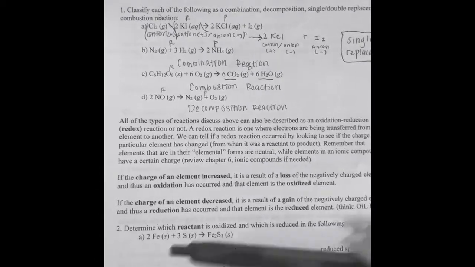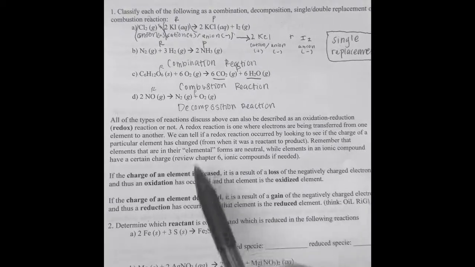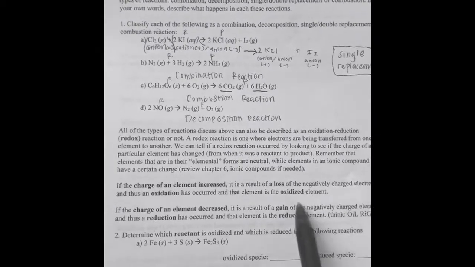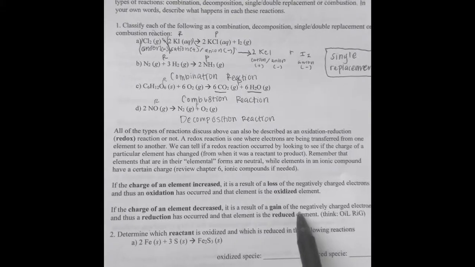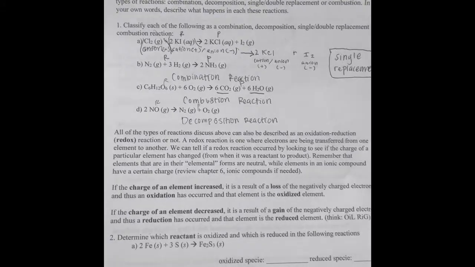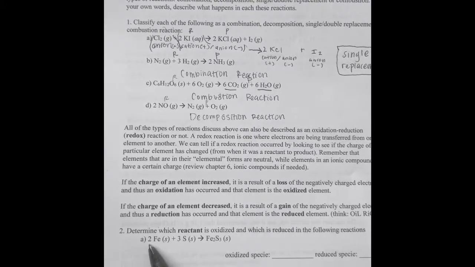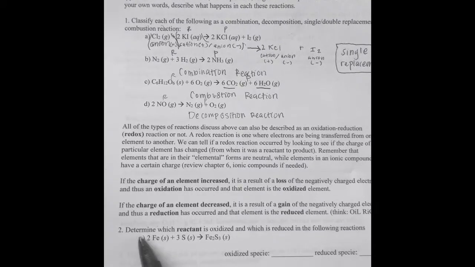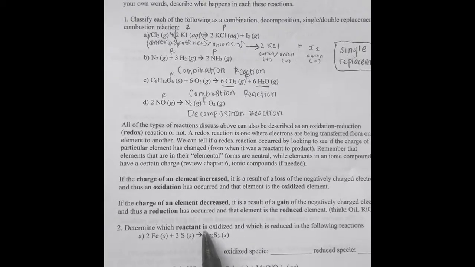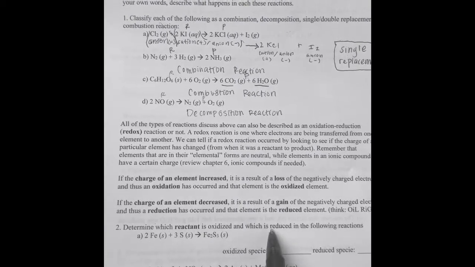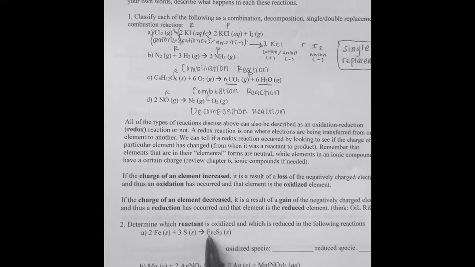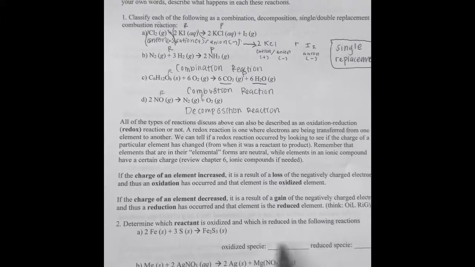So we are now on number 2, and as you can see, it has all these instructions here about what OIL RIG means, but I'm just going to go ahead and break it down for you. As you see in 2A, for the first problem, the question is going to ask you to determine which reactant is oxidized and which is reduced. So we need to figure out what is the oxidized and reduced species.